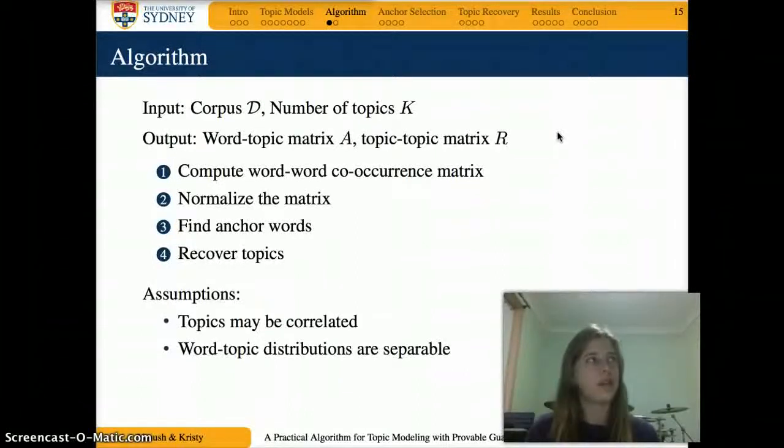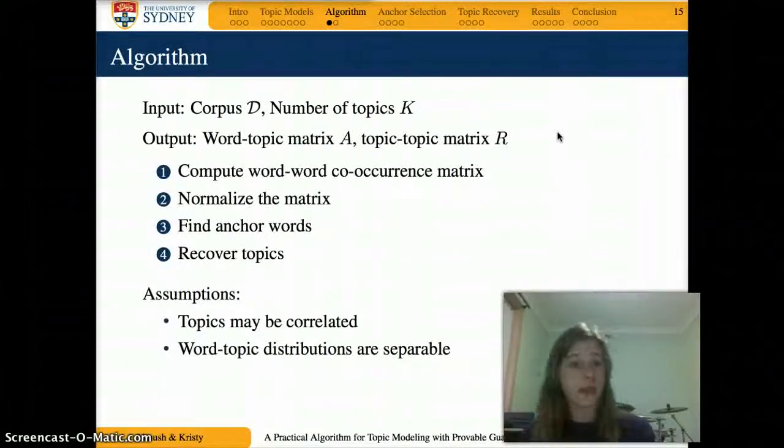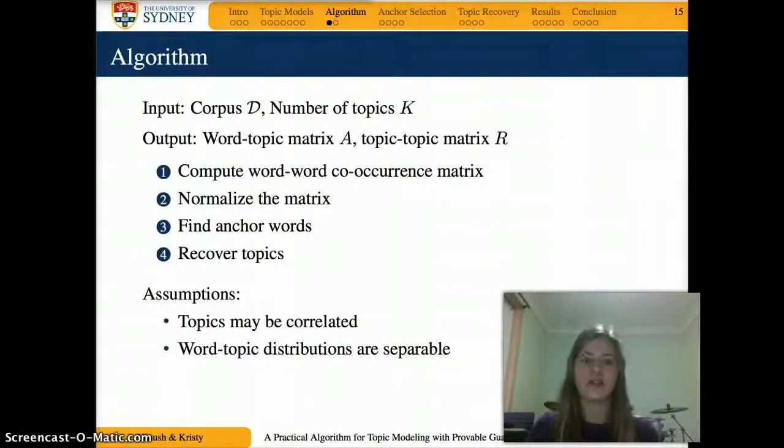You're more likely to find, for example, in a document that's about computer science, that it's also about maths. But you're probably not going to find in a topic about sport that it's also about marine biology. So there is some sort of correlation there because documents are about similar topics. You don't have a document that's about two completely separate topics.